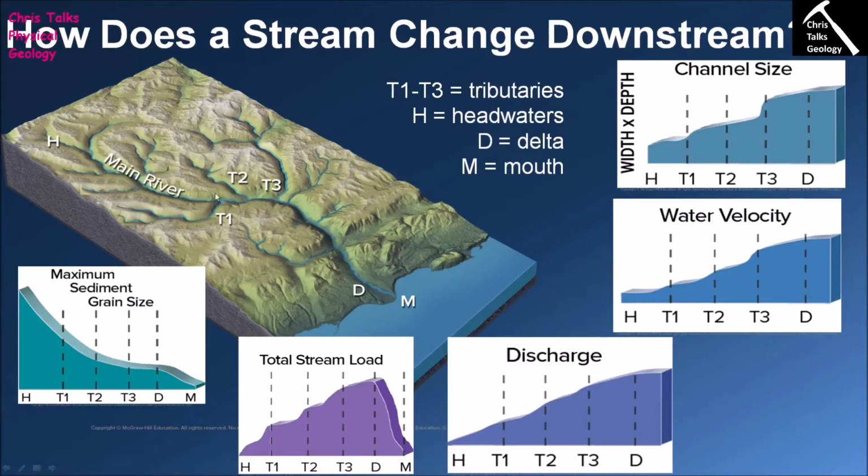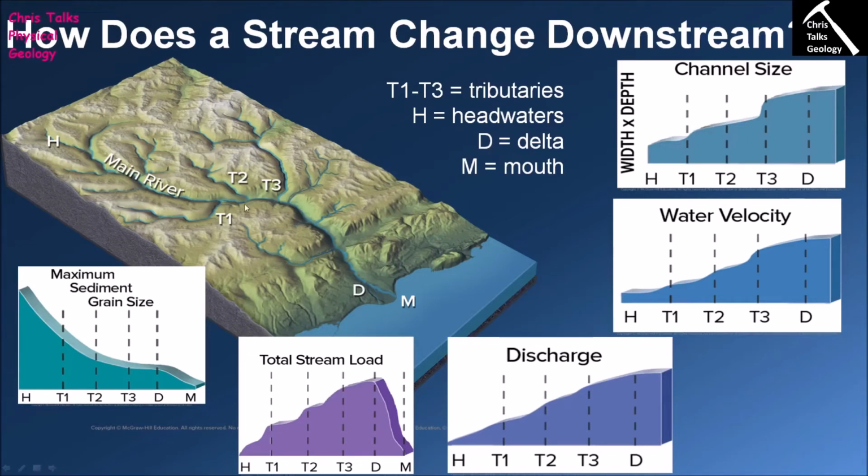Now, as we progress downstream, the gradient steadily gets lower, and so this means by the time we're down, let's say around T2 and T3, so in this area here, the gradient has shallowed. That means the river has less energy, and therefore it will become incapable of transporting larger class sizes. So by this region here, it won't be moving boulders, it won't be moving cobbles, and it won't be moving pebbles, because they're just too big to be moved by the water. It just doesn't have enough energy to move them. So they will have been deposited further upstream. By this point, though, it still has sufficient energy to transport classes such as sand, silt and clay.